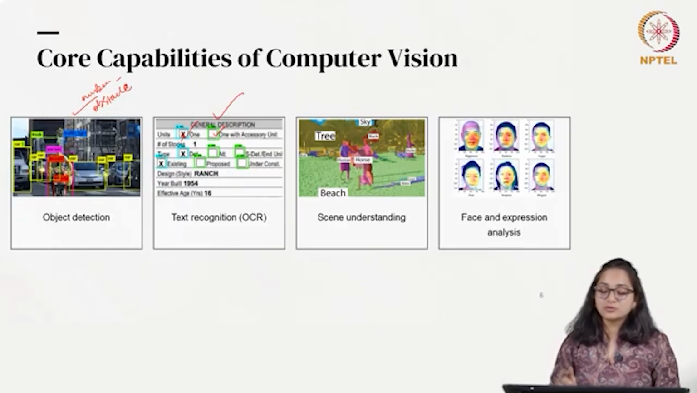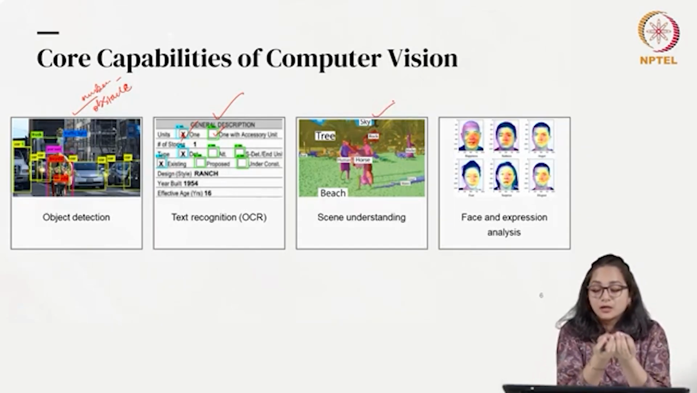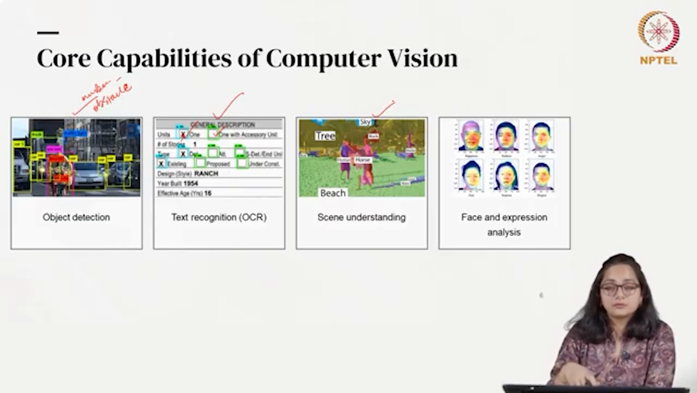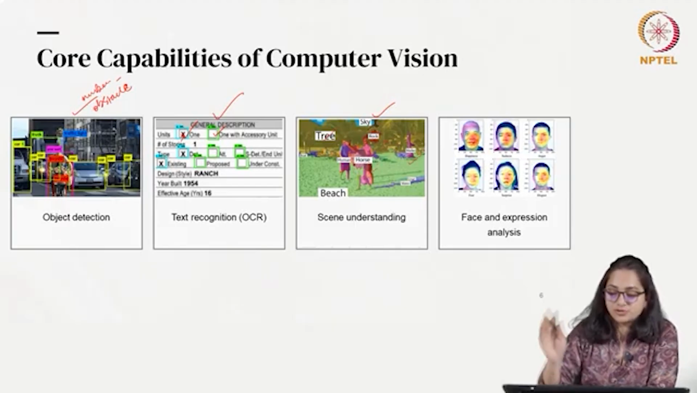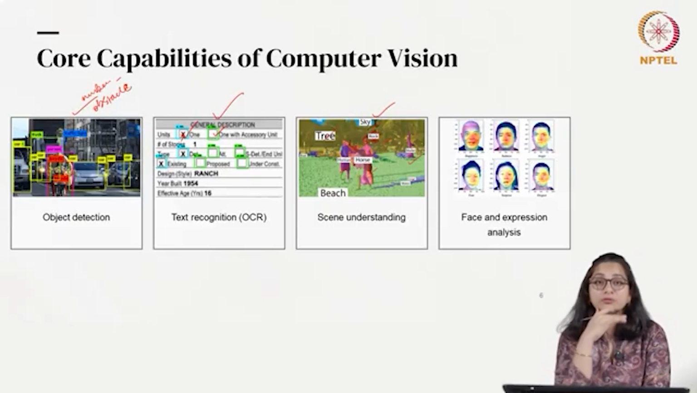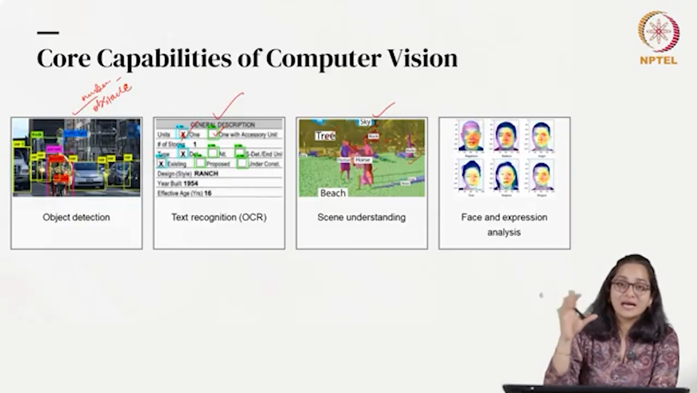Then it is also able to do scene understanding, right? So it is able to distill some semantic meaning from the scene. So for example, if there's a beach, there are trees, there is a human, there is a horse, sky, rock, water, whatever. So it is able to paint a picture for you. It may not be able to add the context, but it is still able to describe the scene.